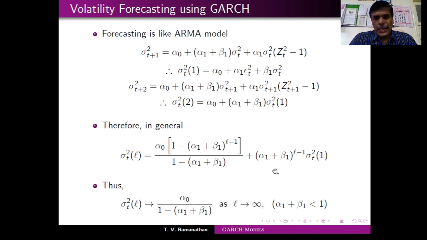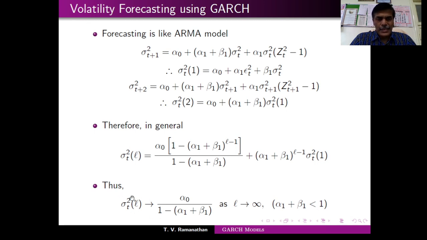plus this quantity. And then if you allow L to go to infinity with the assumption that alpha 1 plus beta 1 is less than 1, you can see that this is actually alpha naught upon 1 minus alpha 1 plus beta 1. And as L tends to infinity, this entire thing goes to 0, which means that the conditional variance, which is basically the volatility, actually goes to the marginal variance. This is possible because I have made this assumption.